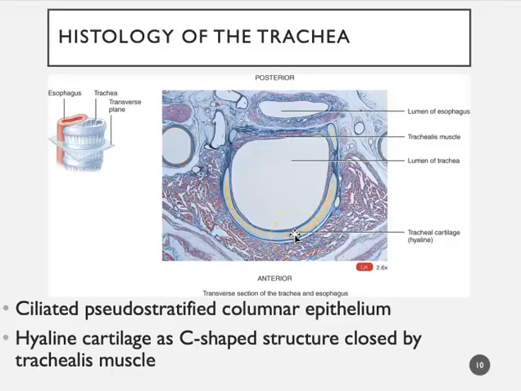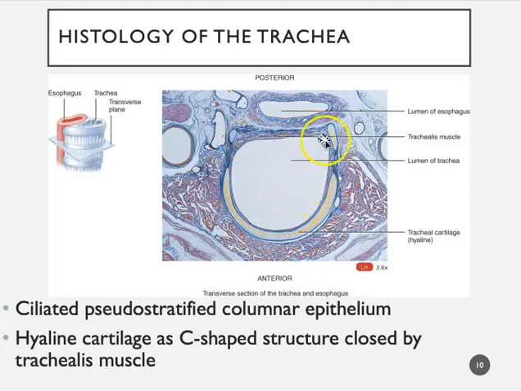If we take a look at the histology of the trachea, what we'll see is that the inner lining is going to be ciliated pseudostratified columnar epithelium. The actual tracheal ring is hyaline cartilage. It is C-shaped, meaning it's not a complete circle. It's more of a C shape, just a semicircle.